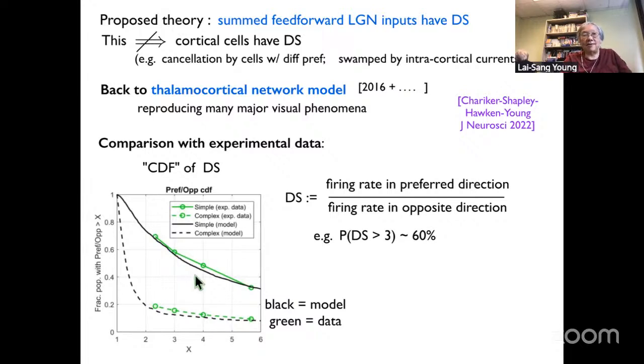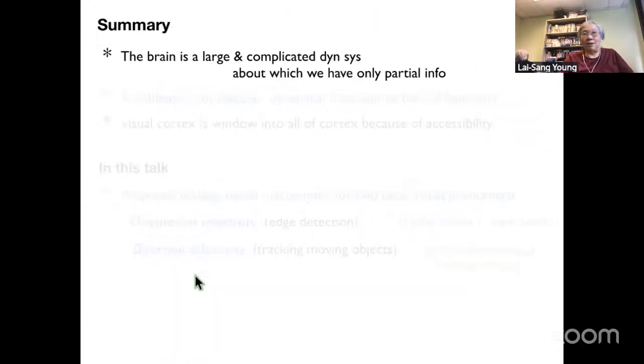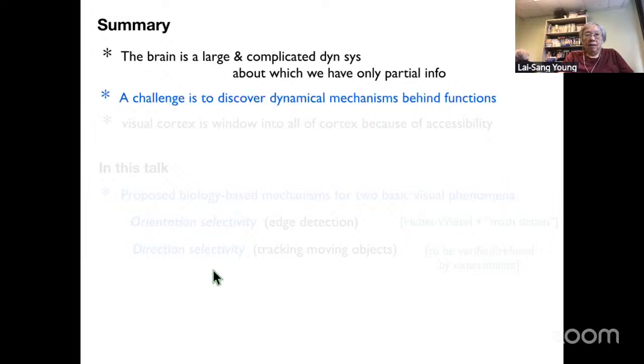I'm pretty sure that this is not the whole truth, but hopefully some truth, even though it's far from the whole truth. Okay, so let me summarize. This is my last page. The brain is a large and complicated dynamical system about which we only have very partial information. The challenge for dynamicists is to discover the dynamical mechanisms behind these functions.